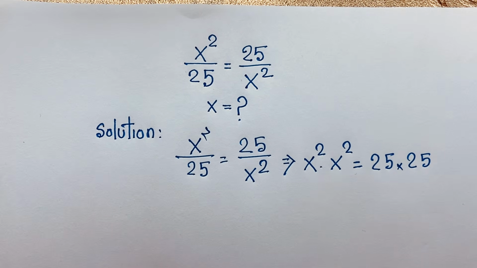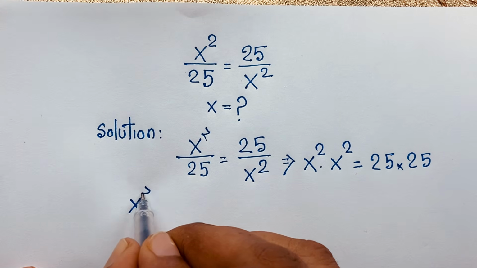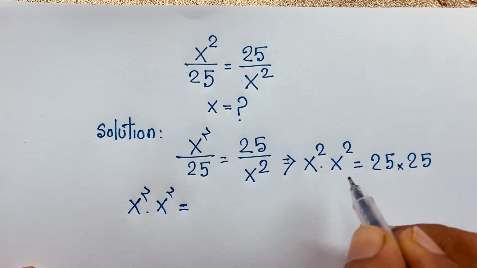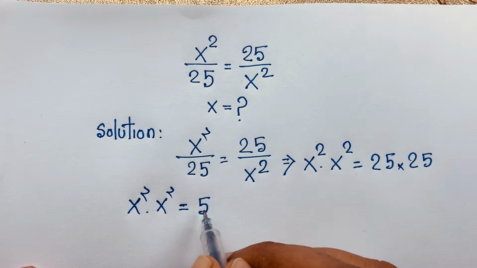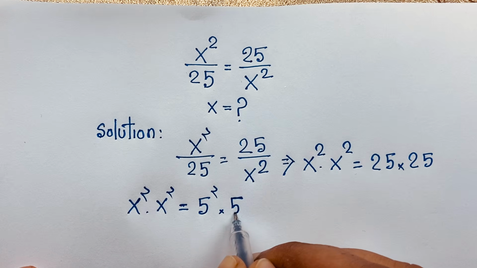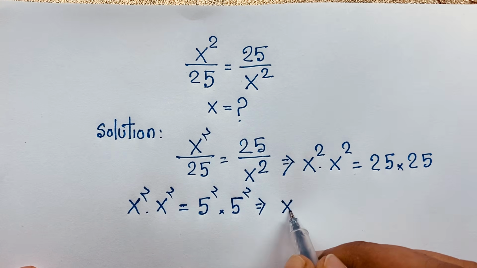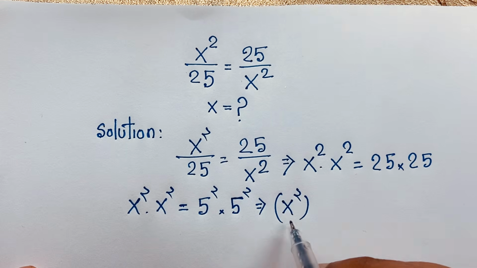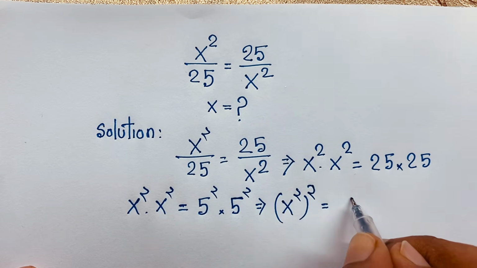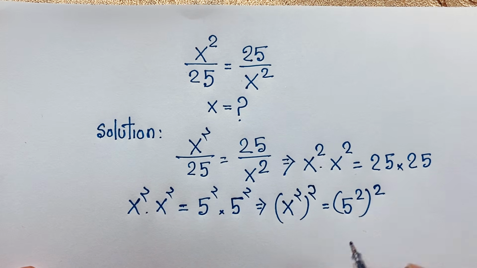Then this expression will be x to the power 2 times x to the power 2 is equal to 25, which is 5 to the power 2 times 5 to the power 2. Now you can say easily this is x to the power 2, bracket whole to the power 2, is equal to 5 to the power 2, bracket whole to the power 2.